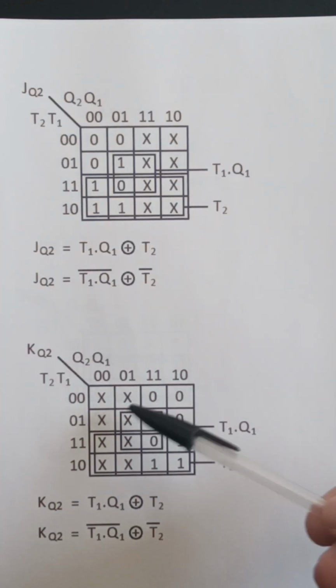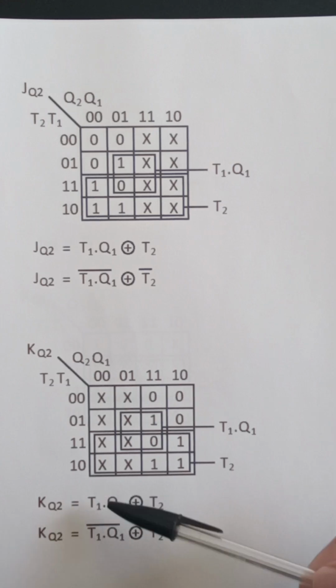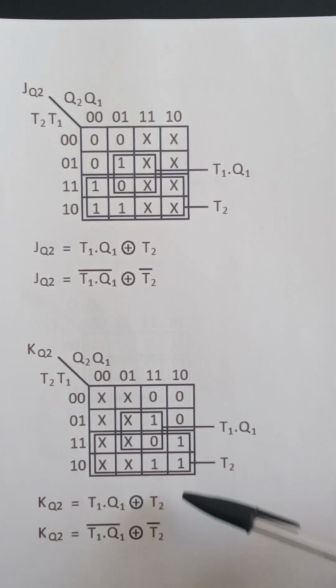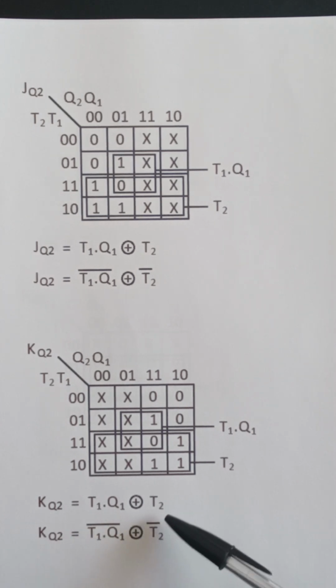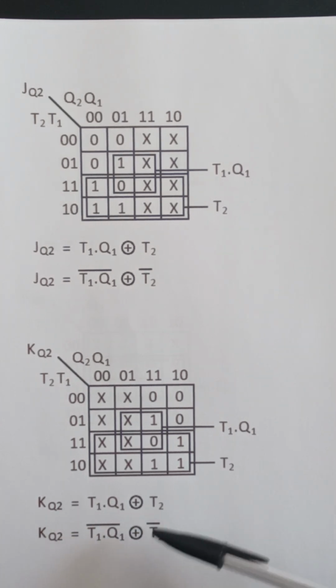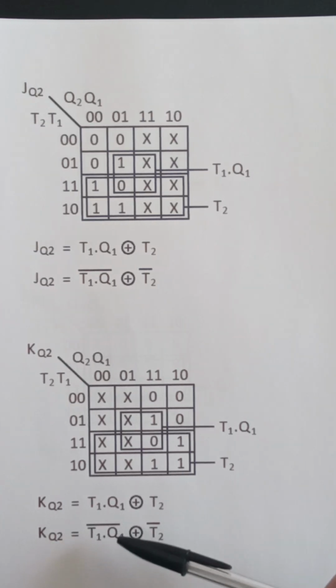So it's the same expression, KQ2 equals T1 and Q1 exclusive OR T2, and again for the same reasons I've complemented both the inputs so it performs the same function. So KQ2 is T1 and Q1 exclusive OR not T2.